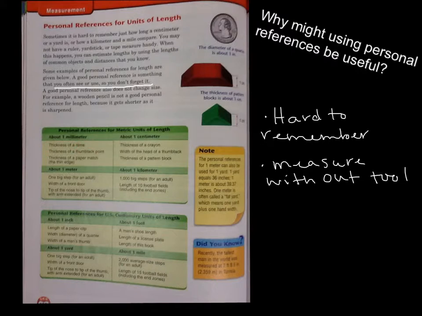Things that are about 1 millimeter could be the thickness of a dime, the thickness of a thumbtack point, or the thickness of a paper match. About 1 centimeter is the thickness of a crayon, the width of a thumbtack, or the thickness of a pattern block. About 1 meter could be one big step for an adult, the width of a door, the tip of the nose to the tip of the thumb with arm extended for an adult, and a kilometer is 1,000 big steps for an adult, or the length of 10 football fields.